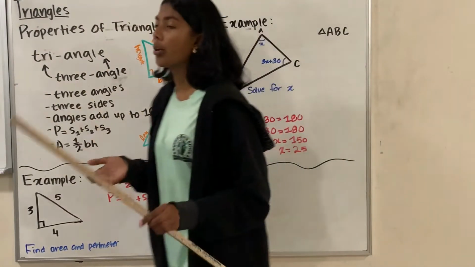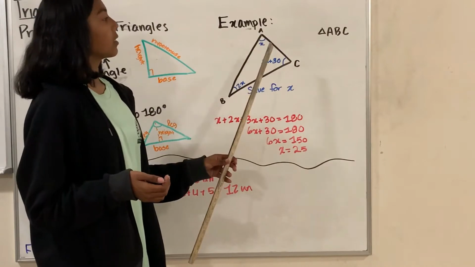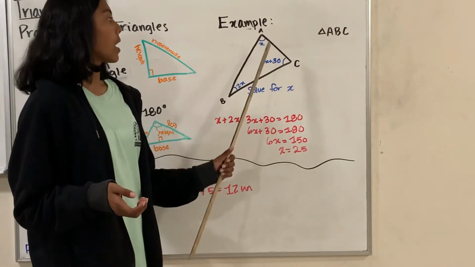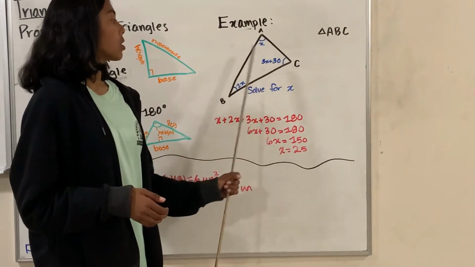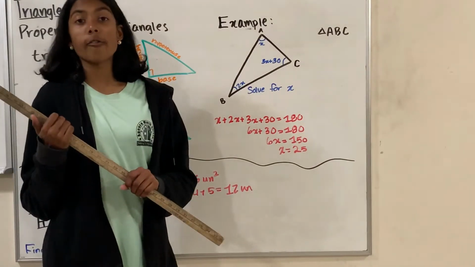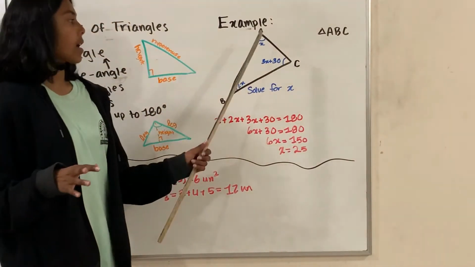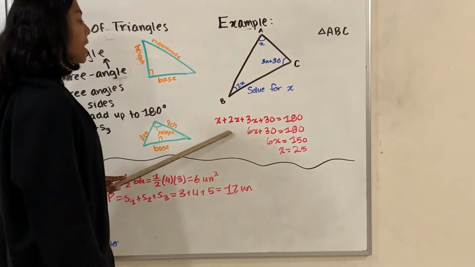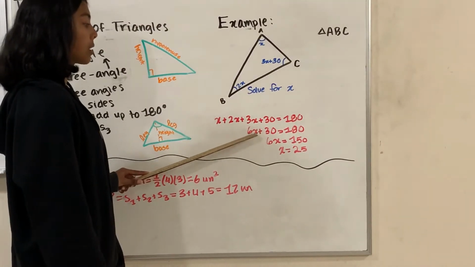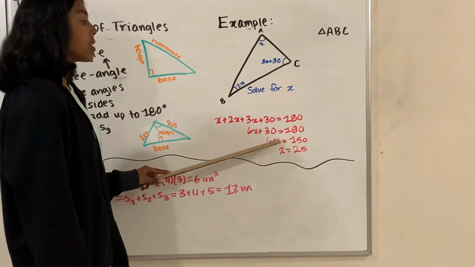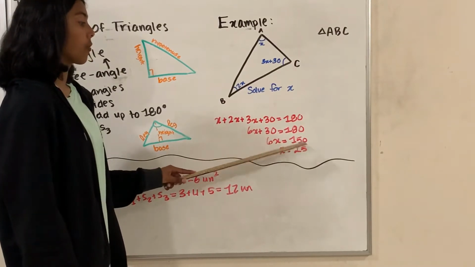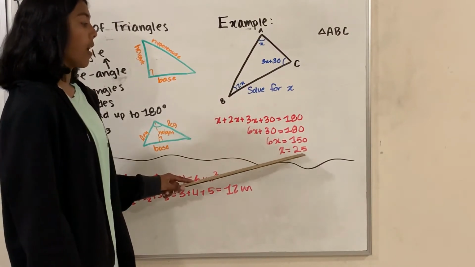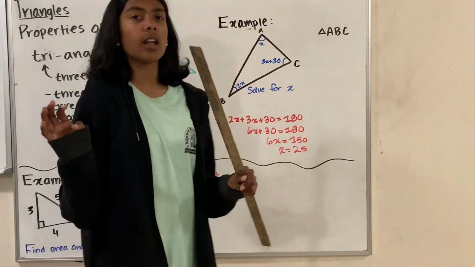So let's try an example. We have a triangle right here, and we're given that this is A, B, C, or triangle ABC. And we're given that the degree measures are x, 2x, and 3x plus 30. And we need to solve for x. So here's how we're going to do it. We know that x, 2x, and 3x plus 30 add up to 180. So let's write that. Then we add up x plus 2x plus 3x, which is 6x, which gives us 6x plus 30 equals 180. Subtract 30 from both sides, we get 6x equals 150. And then divide both sides by 6, you have 150 divided by 6 is 25. Therefore, x is 25.